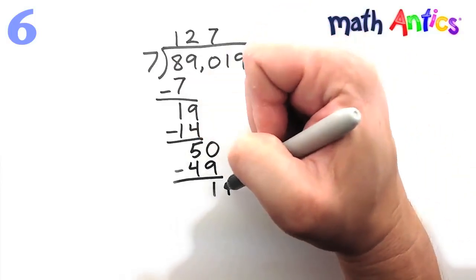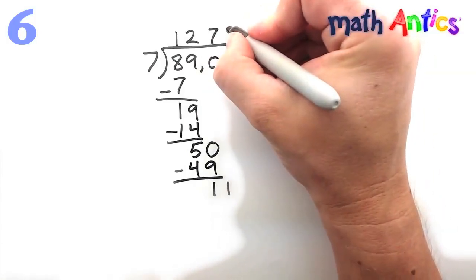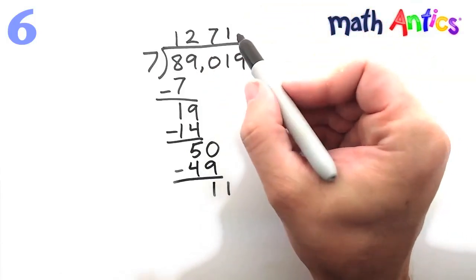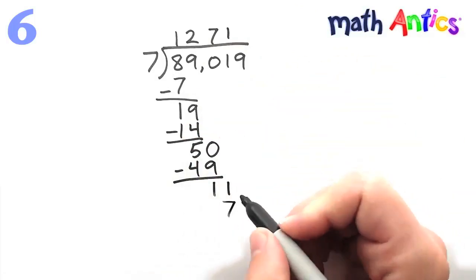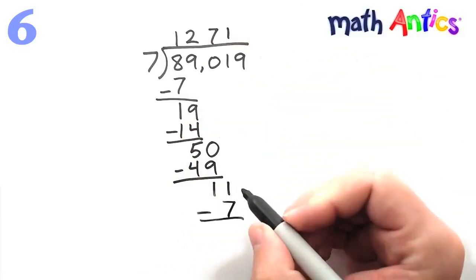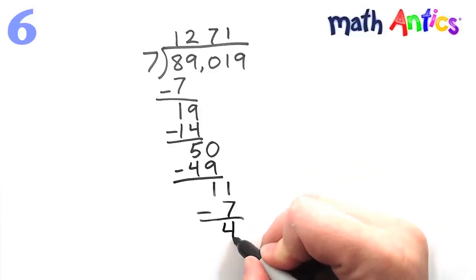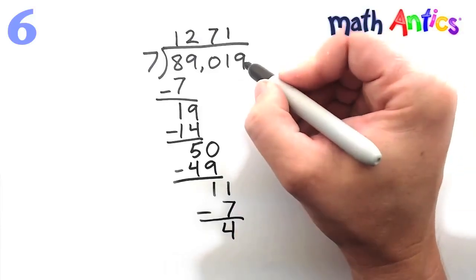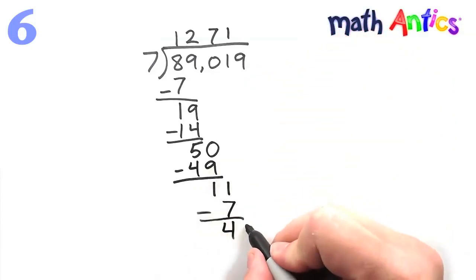And 7 goes into 11 one time. Like, how many 7s does it take to make 11, or almost 11? It's 1. 1 times 7 equals 7. Write that down here and subtract it. 11 minus 7 equals 4. So we put a 4 here. Move on to the next digit, which is a 9. So we bring a copy of that 9 down.